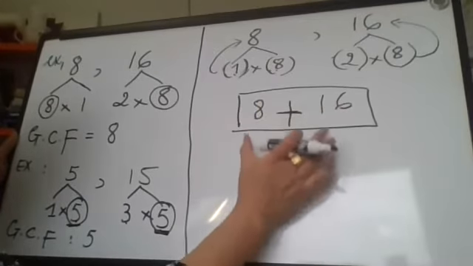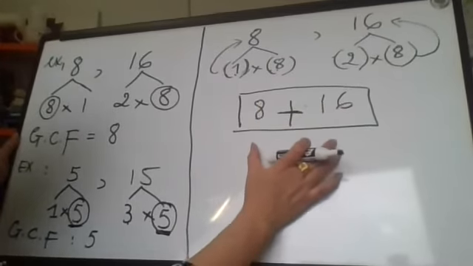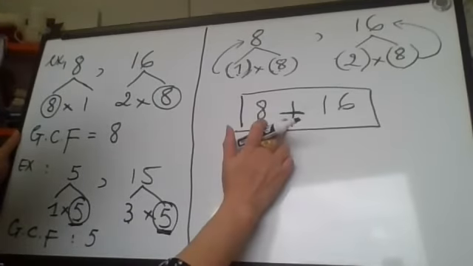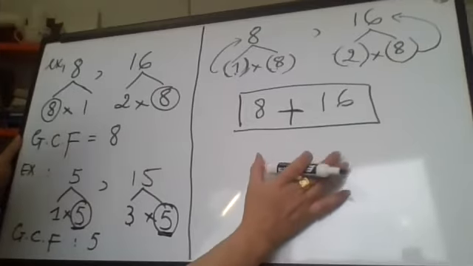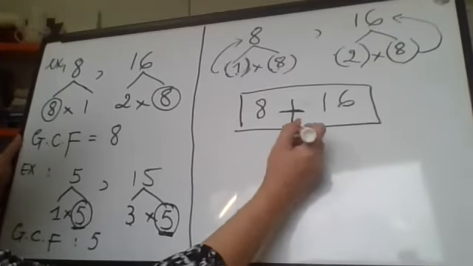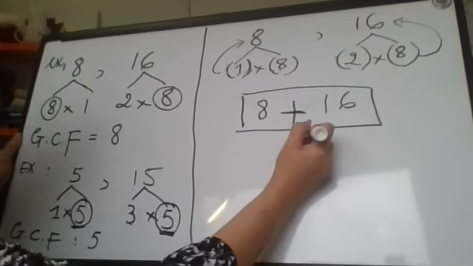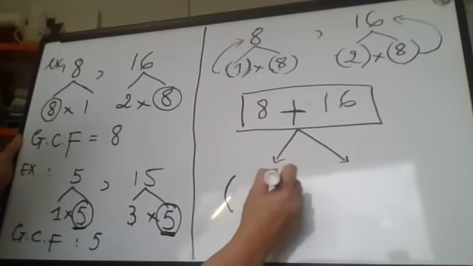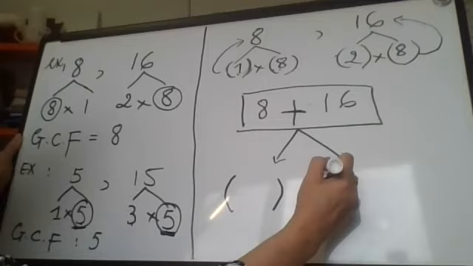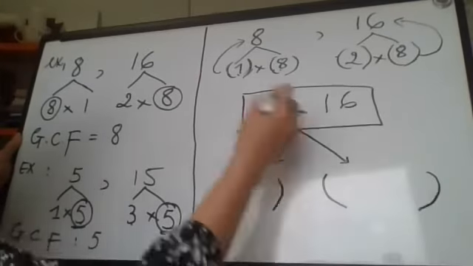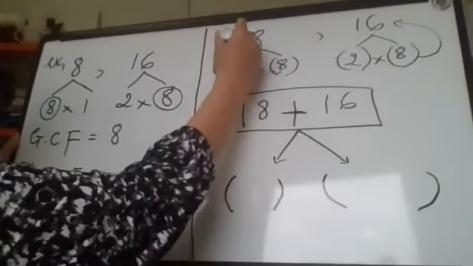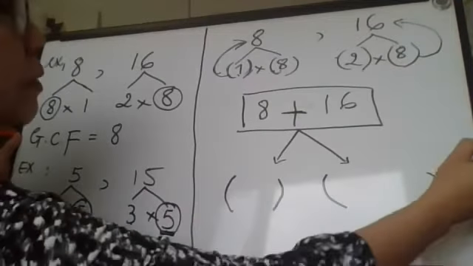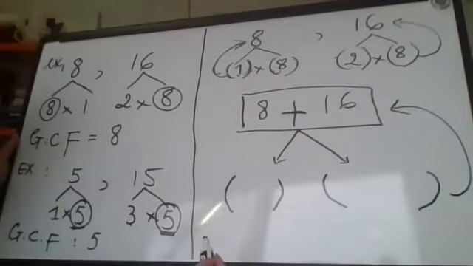And I want to factor this expression, 8 plus 16. It's separated by an operation of adding, so this is 2 terms. Now, how do I factor these 2 terms? Again, the idea is exactly the same. I'm going to break this expression into 2 brackets in such a way that when I multiply them, I should get back to the same number. If I multiply these 2 brackets, I should get back the same expression.